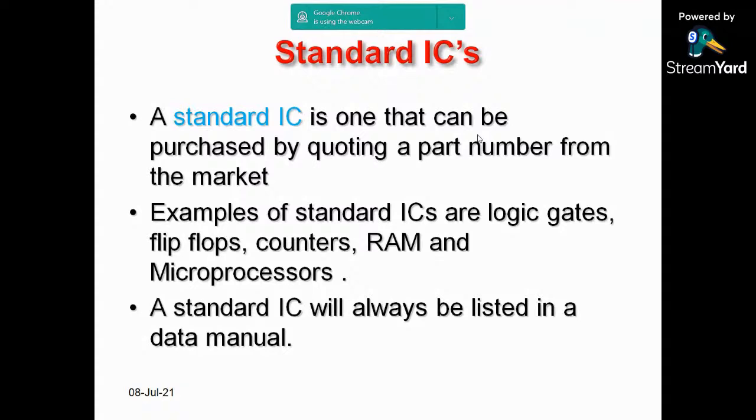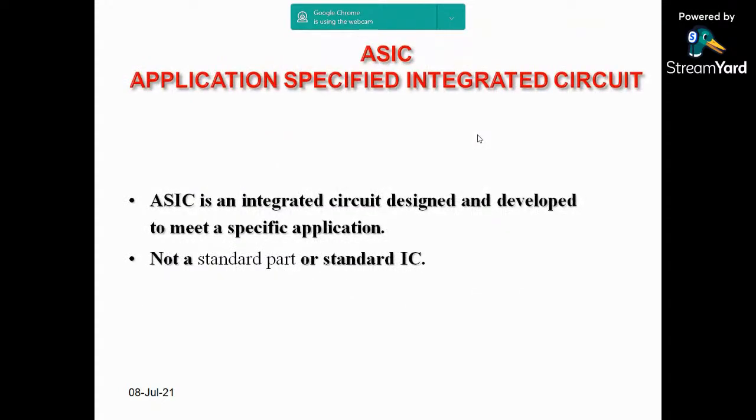So a standard IC, of course, as I already told you, is one that can be purchased by quoting a number in the market. For example, I mentioned flip-flops, counters, processors. Of course, a standard IC will be available with a data manual. You get a data manual when you buy an IC. When you go for ASIC, as I told you, it's mainly built, designed and manufactured to meet a specific application. It's not a standard IC. Please understand what I'm trying to say.